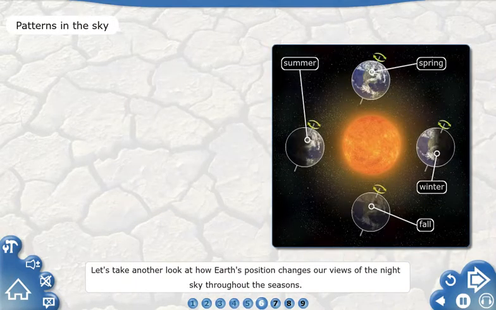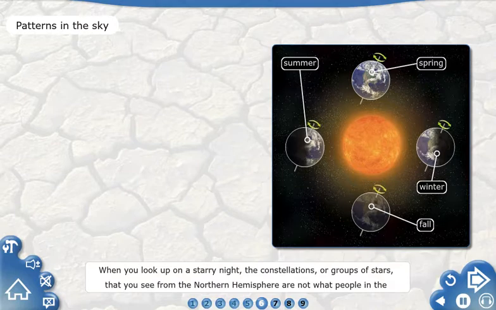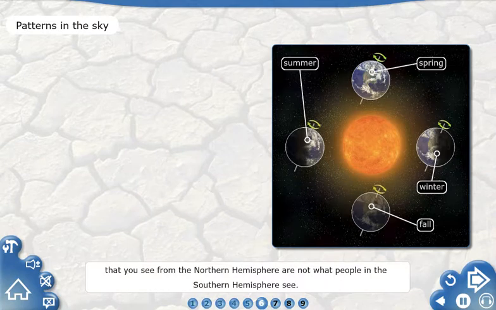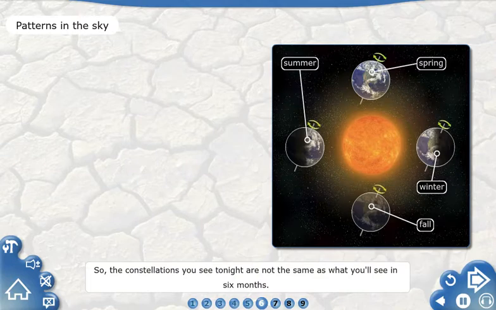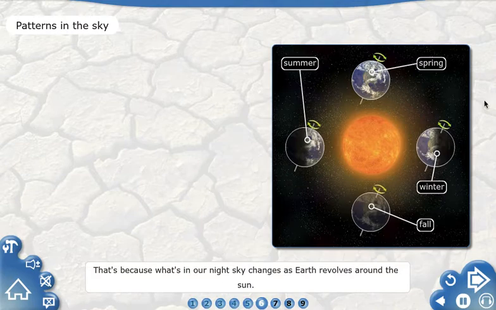Let's take another look at how Earth's position changes our views of the night sky throughout the seasons. When you look up on a starry night, the constellations, or groups of stars, that you see from the northern hemisphere are not what people in the southern hemisphere see. That's because they are looking toward a different part of space. So the constellations you see tonight are not the same as what you'll see in 6 months. That's because what's in our night sky changes as Earth revolves around the Sun.